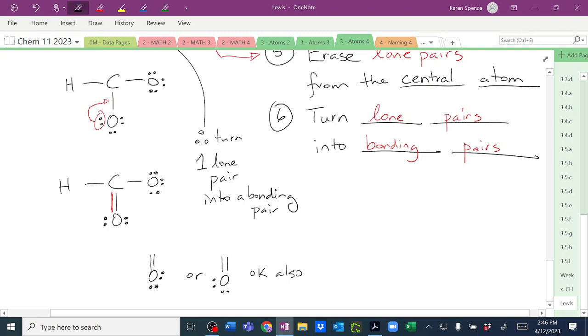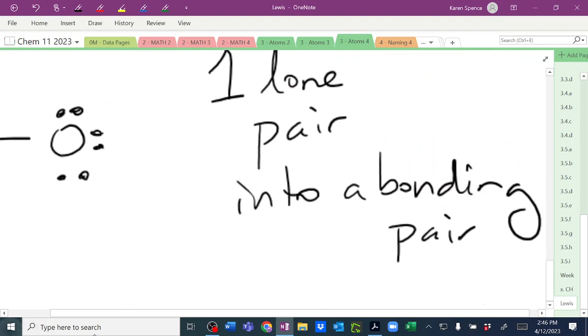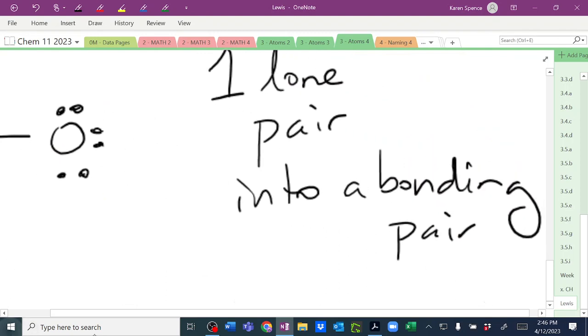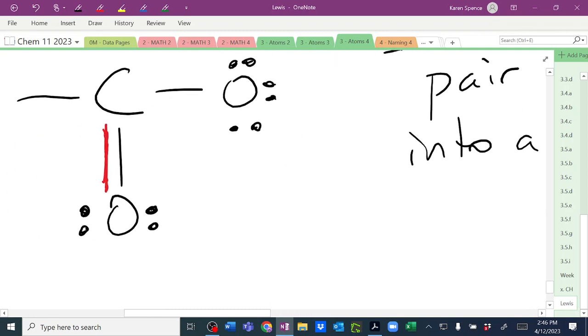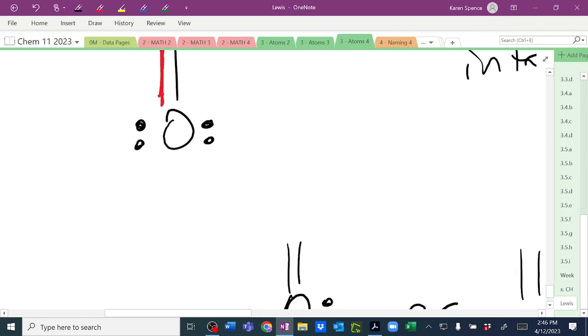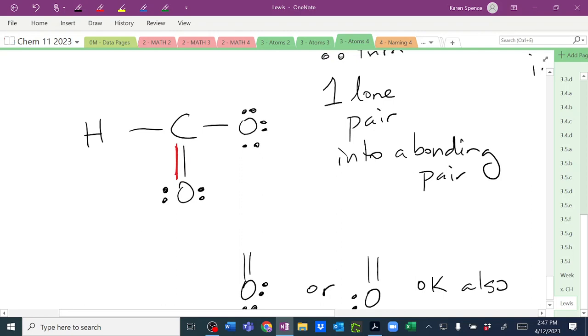You can check to see, does everybody have 8 electrons? Does carbon have 8 electrons? Yes, it has 4 bonds. It's got 4 lines, so that's 4 pairs. Does the oxygen on the right have 8 electrons? Yes, because it's got 3 lone pairs and a bonding pair. And how about the oxygen at the bottom? It has 2 lone pairs and 2 bonding pairs, gives us 4 pairs, gives us 8 electrons. Hooray! Everybody's good.